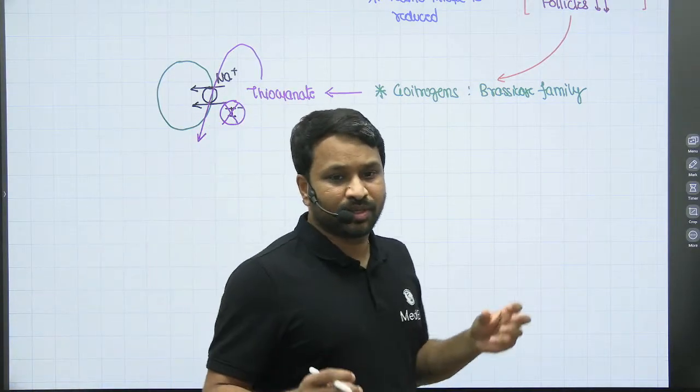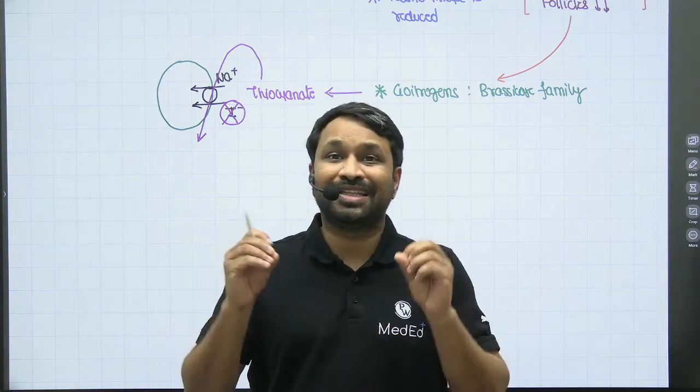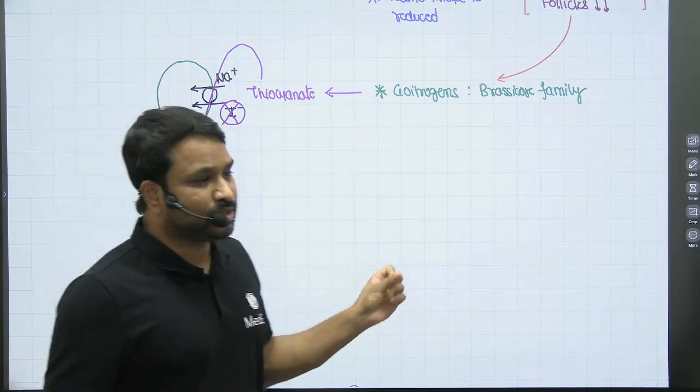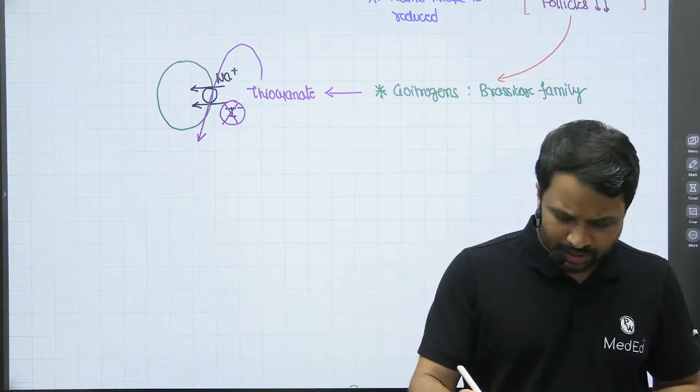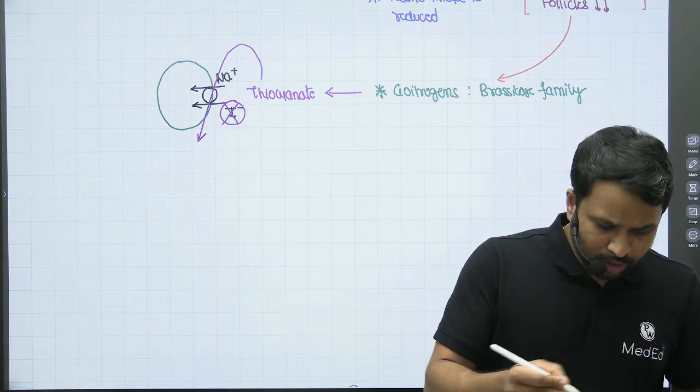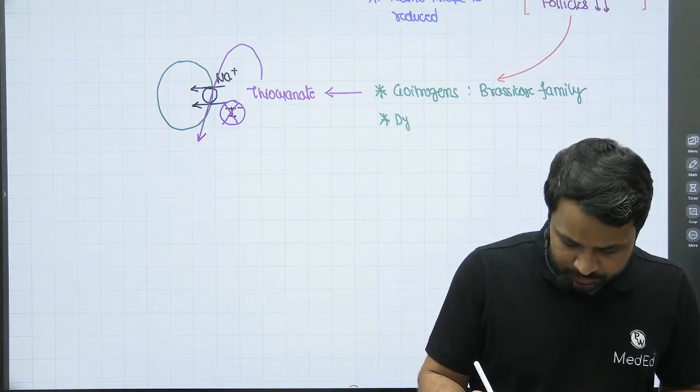So the goitrogens are food substances that interfere with iodine absorption by blocking the sodium iodine symporter channel. As simple as that. So one problem will come from the goitrogen. The second is going to be because of dyshormonogenesis.